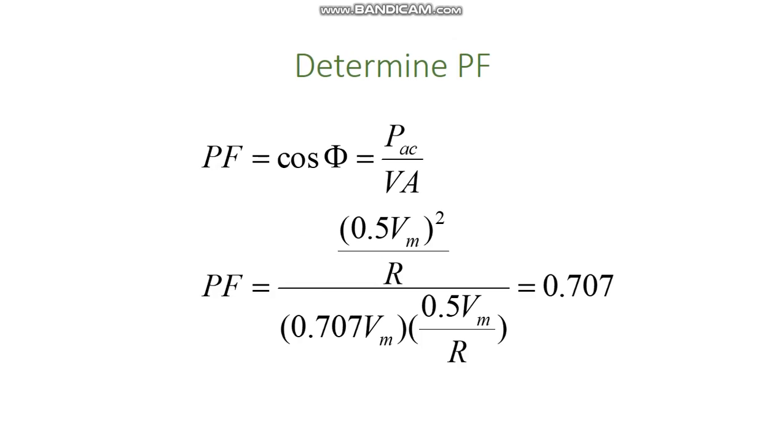Now power factor is equal to cos phi. It can be calculated as power AC over VA rating of the transformer. So plugging in the values of PAC and the VA rating of the transformer, the power factor comes out to be 0.707.